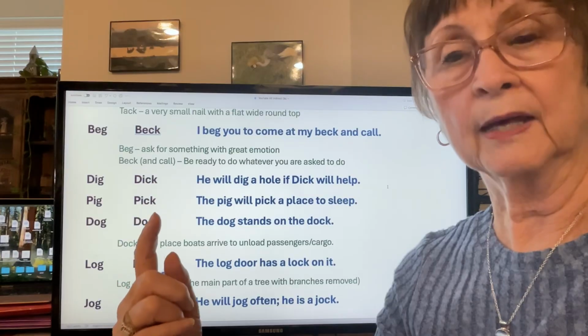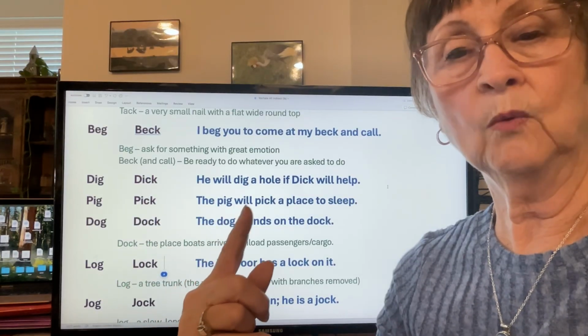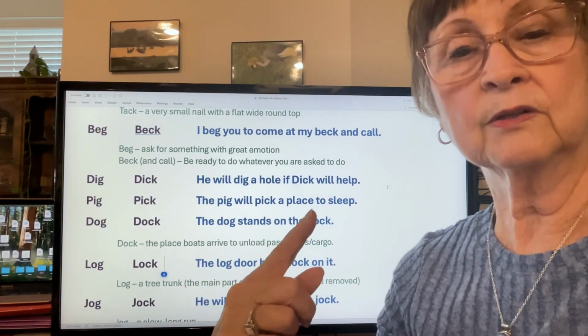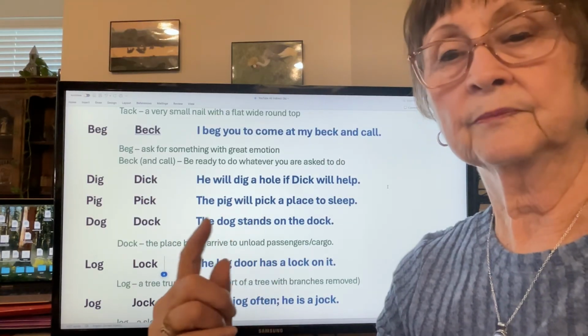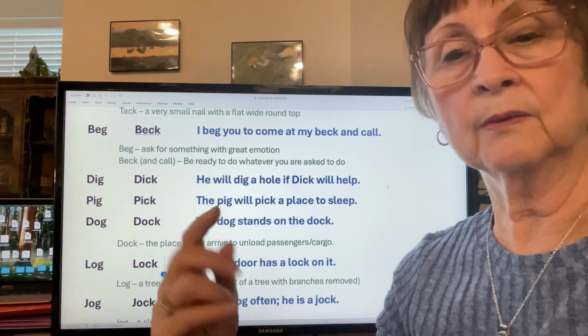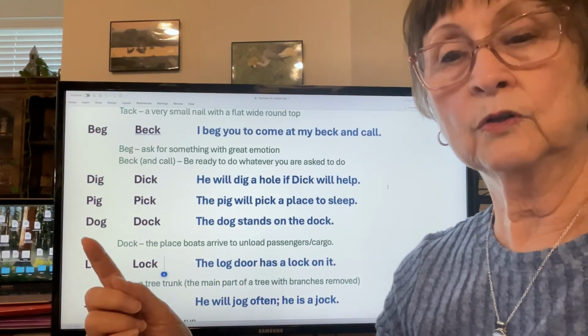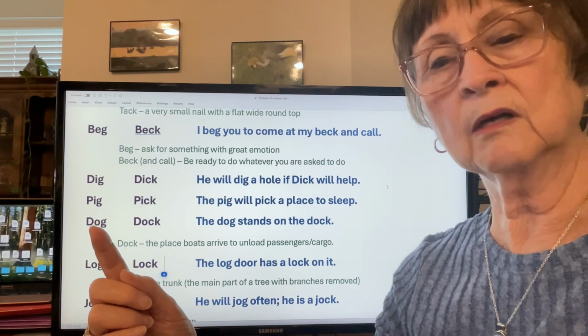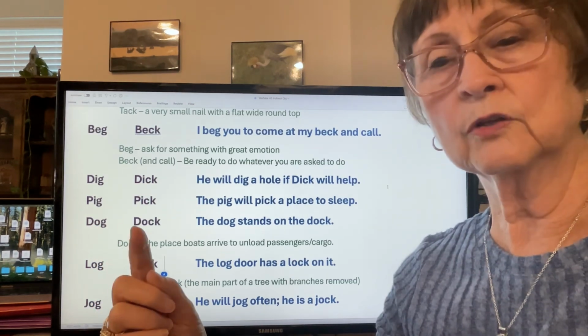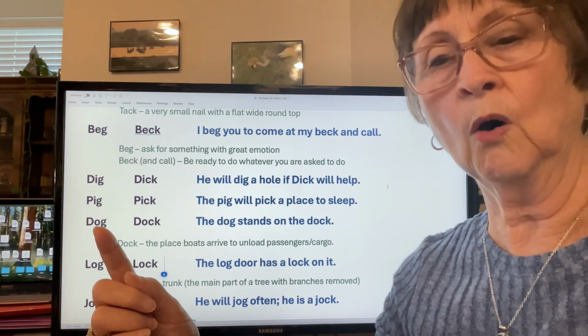Pig, pick. The pig will pick a place to sleep. Pig, pick. You know what a pig is, and pick is choose. Dog, you know. Now the OG is strange. It doesn't come out dog like it should. The G makes it say aw.